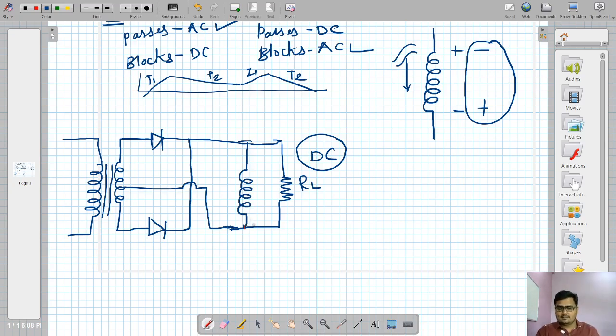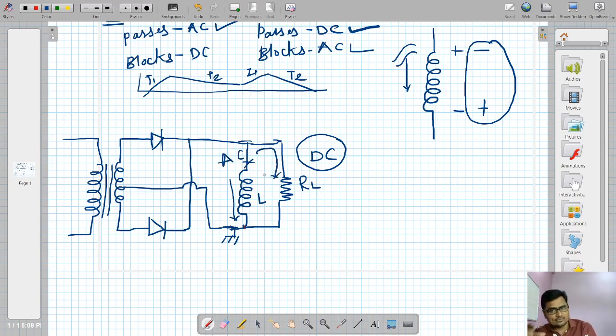Like the capacitor, I have connected the inductor in parallel with the load resistor. Now check: what is the property of an inductor? Inductor passes DC and blocks AC. So whatever DC components are there, all of them will get passed towards ground. If all DC components are passed towards ground, what is available at this point? Only AC components are available, and those AC components are available across the load resistor.